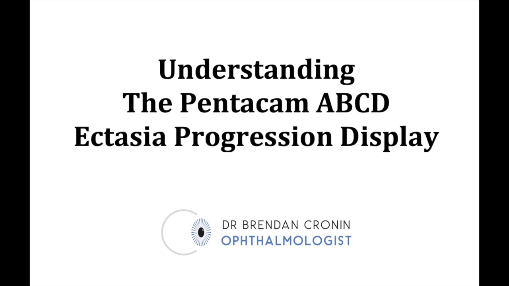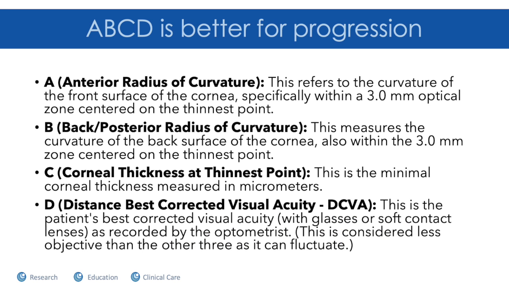Understanding the Pentacam ABCD Ectasia progression display. So we do not look for progression by just comparing anterior curvatures from two different maps on topography anymore. The ABCD progression display is much more sensitive for picking up progression than just looking at Kmax or central corneal thickness. Those techniques or those ways of looking for progression belong in the Dark Ages. So what is the ABCD progression criteria?